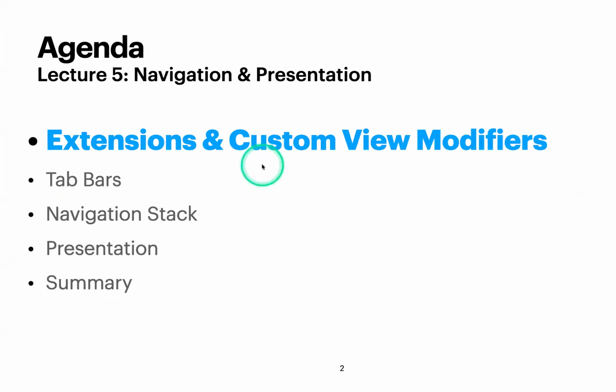Okay, so for today's agenda, we're going to talk about what extensions are in Swift, and how you can create your own custom view modifiers. And then we're going to talk about navigation elements. For example, how do you create a tab bar within your app? And another big thing is navigation stack. We're going to talk about how you could add or push views and pop views on top of your current view. And then I'm going to introduce some presentation elements that are available for you to implement.